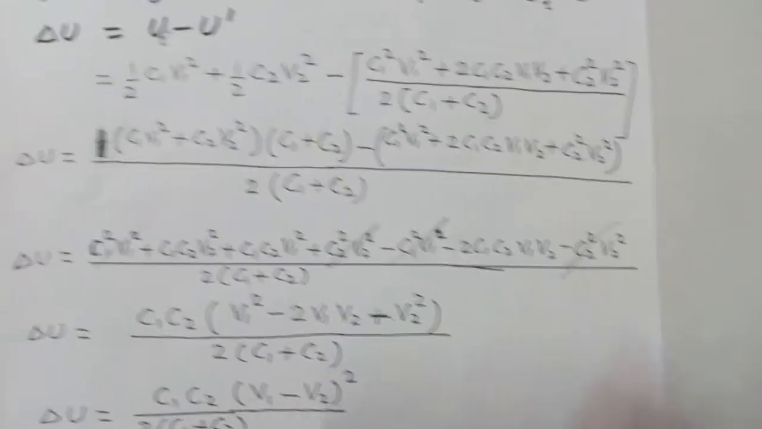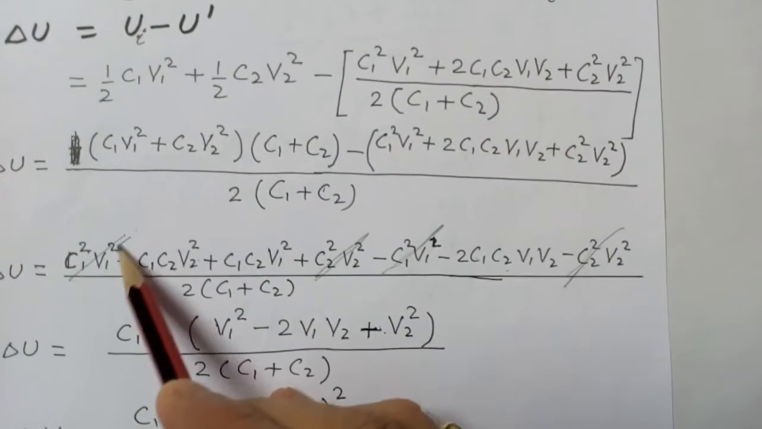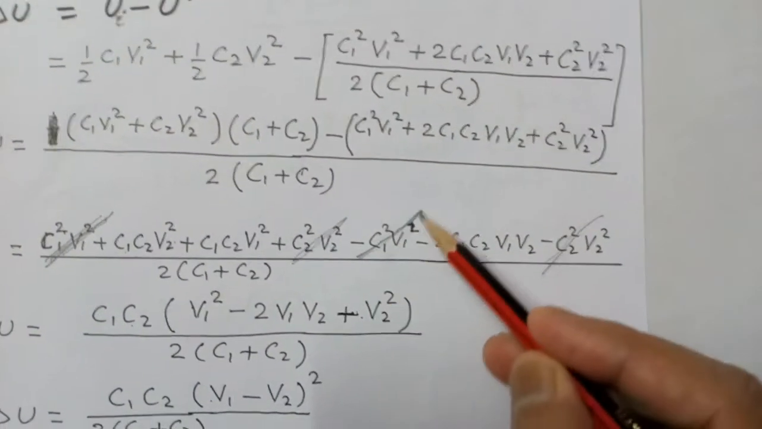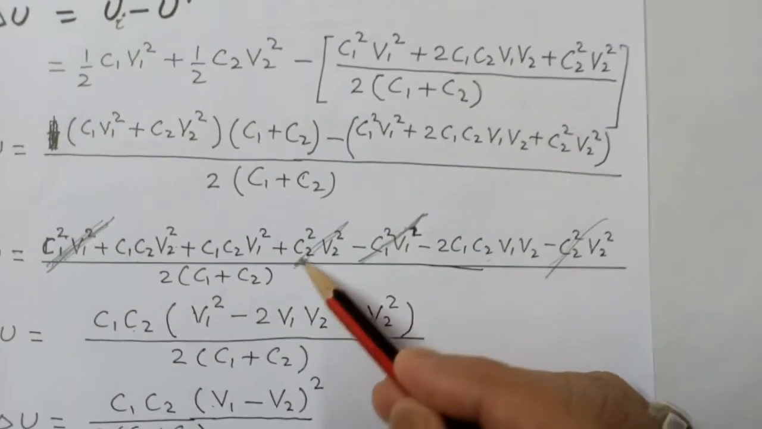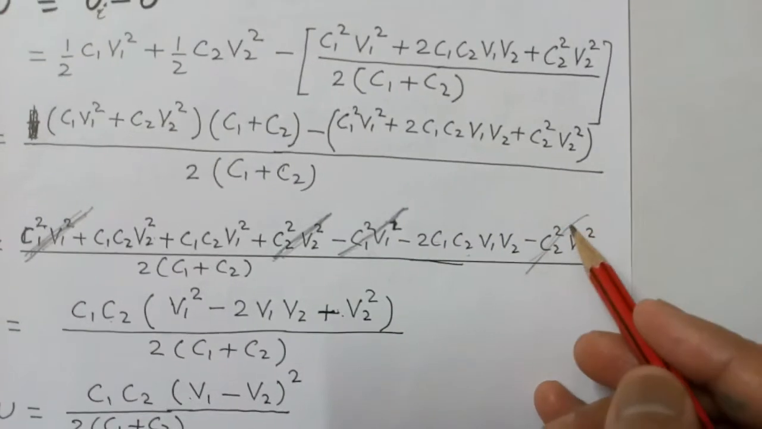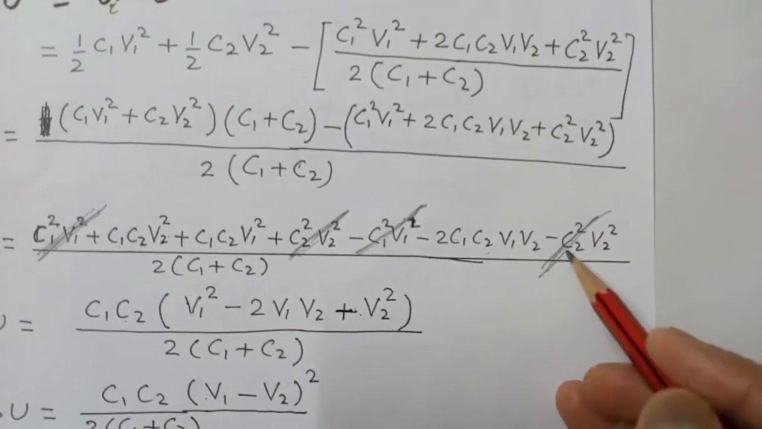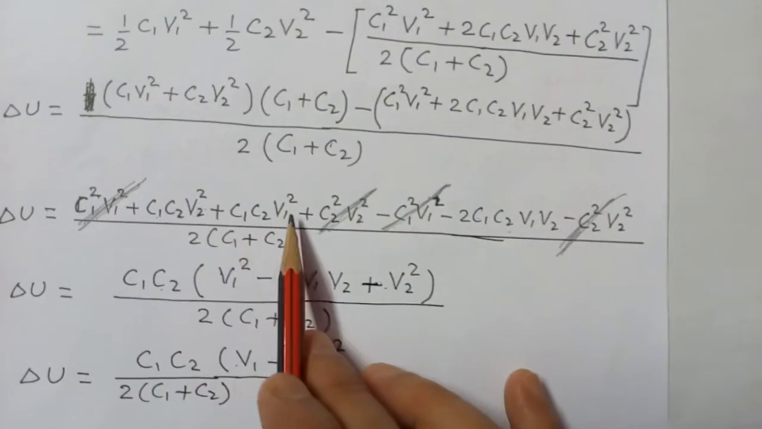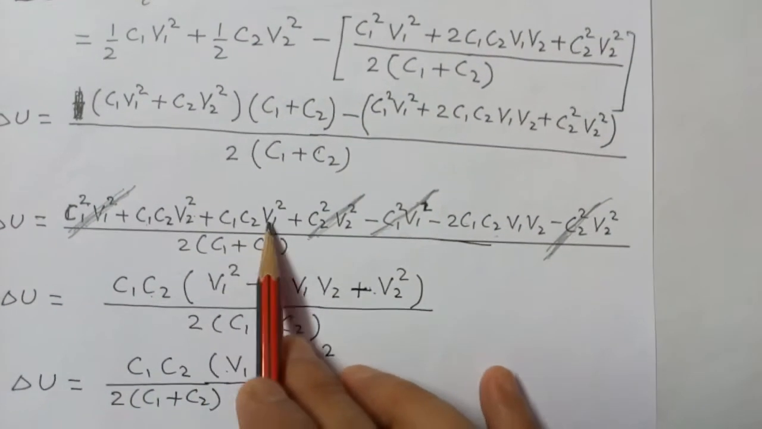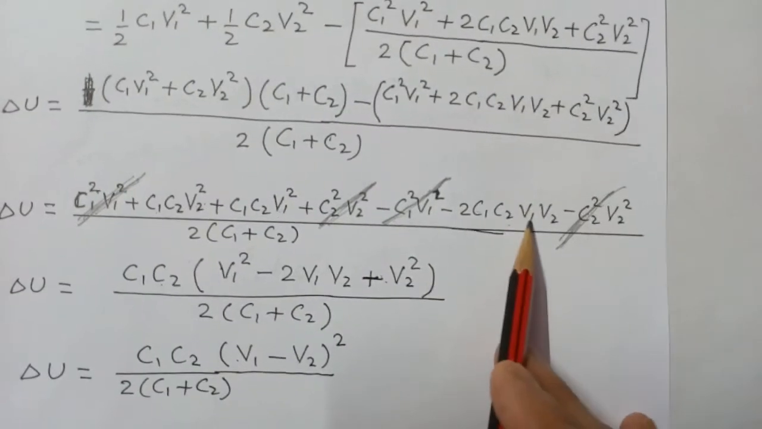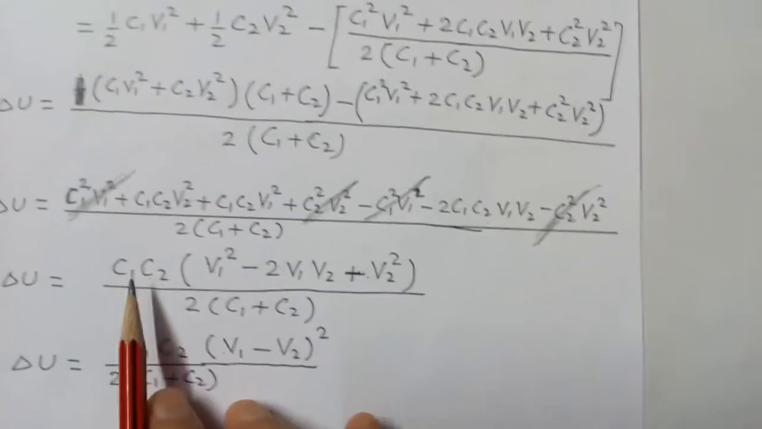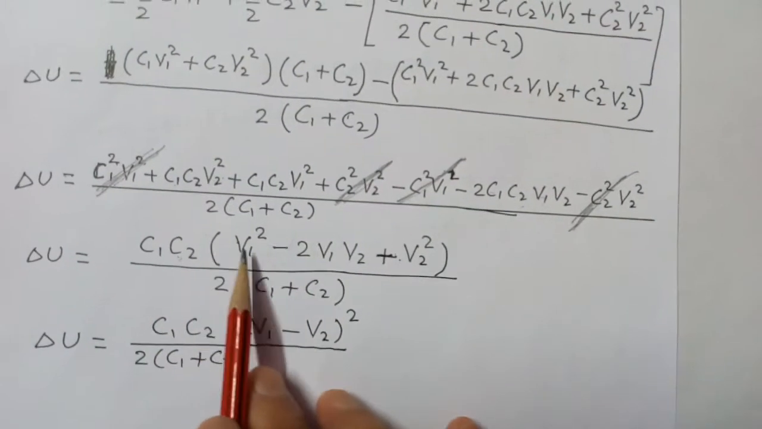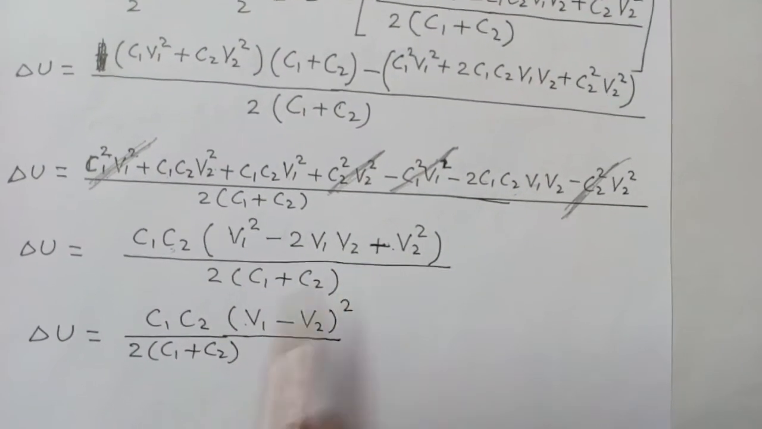Now this C1 square V1 square will be cancelled by this C1 square V1 square, and this C2 square V2 square will be cancelled by this C2 square V2 square. So we get C1 C2 V2 square, C1 C2 V1 square, and minus 2 C1 C2 V1 V2. Take C1 C2 common. So delta is equal to C1 C2 into V1 square minus 2 V1 V2 plus V2 square upon 2 C1 plus C2.